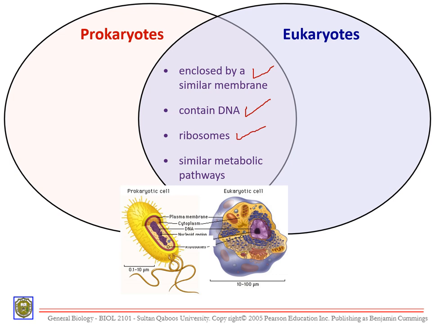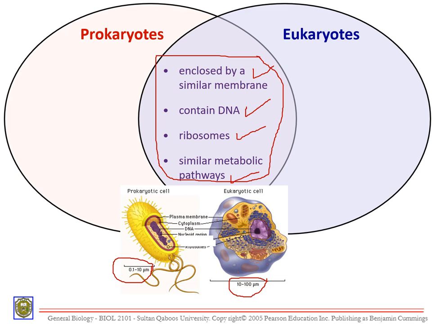Remember that ribosomes are not membrane-bound organelles. They're organelles that are not surrounded by a membrane, and that's why you find them in both prokaryotes and eukaryotes. They both have similar metabolic pathways. And of course, the size: eukaryotic cells are larger than prokaryotic cells. So, these were the things that are similar between eukaryotes and prokaryotes.